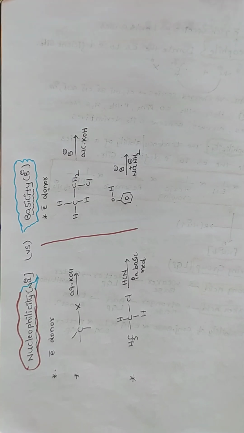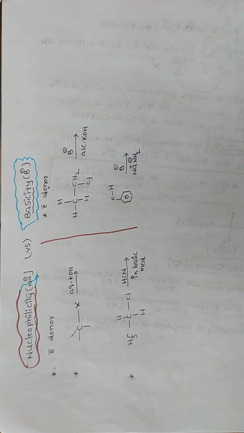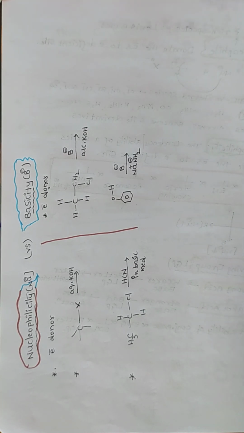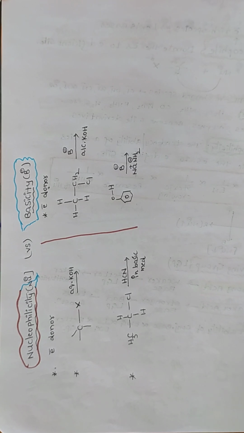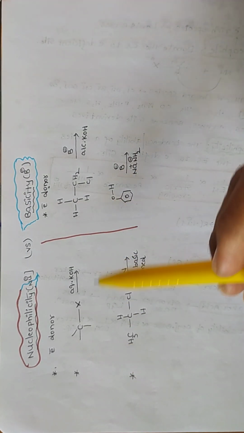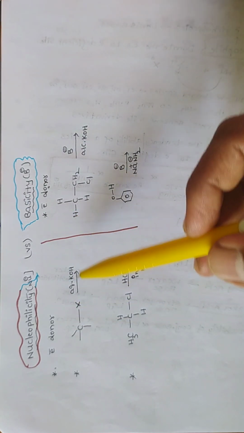Hi. In this video, we are going to discuss nucleophilicity, basicity, and leaving group, which are very essential for SN2 reactions and SN1 reactions. First, what is the difference between nucleophilicity and basicity? Nucleophilicity is called what? An electron donor, an electron rich species.